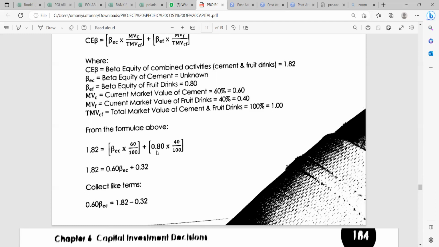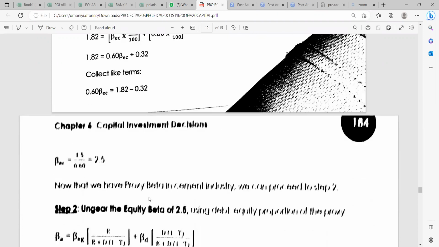Please, let's be calculating as we go. Are we on the same page? Yes. So you have 0.32 for this first one. You do the same thing for the other one. You have 0.6 multiplied by the beta of cement, and the fruit term is equal to 0.32. So you collect like terms. You bring this one to meet this one. Once you collect like terms, 1.82 minus 0.32 is what?